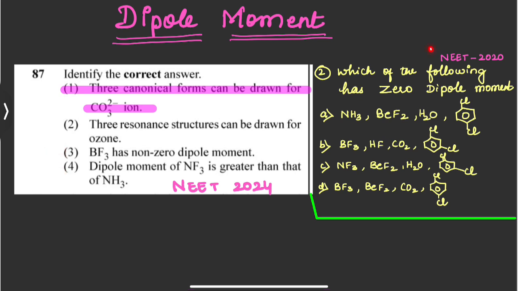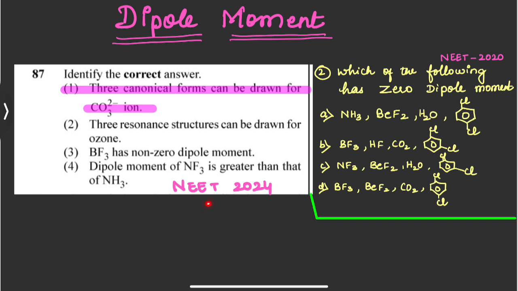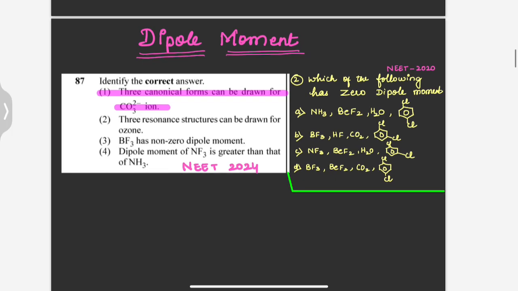The second question is from the NEET 2020 question paper. Which of the following has zero dipole moment? So molecules will be given, and you have to identify which is having zero dipole moment. From this question, it is very clear that there is no need to memorize the values of dipole moment.